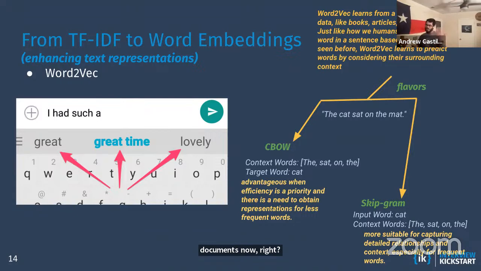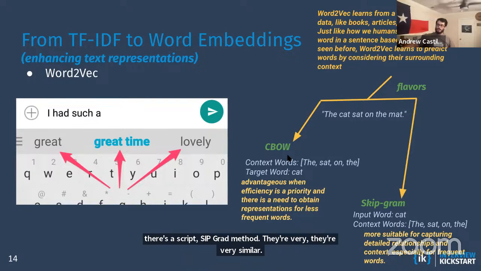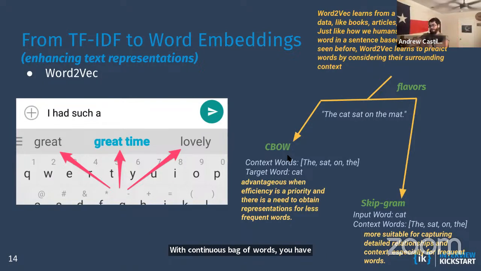There are two different ways of thinking about word2vec: the continuous bag of words method, or the skip-gram method. They're very similar. With continuous bag of words, you have the context and you're trying to predict the target. With skip-gram, you have the target and you want to predict the context words, and you train your neural net to do that. When you do, it can capture relationships between words, and relationships between the frequency of those words as well, which is very, very interesting.